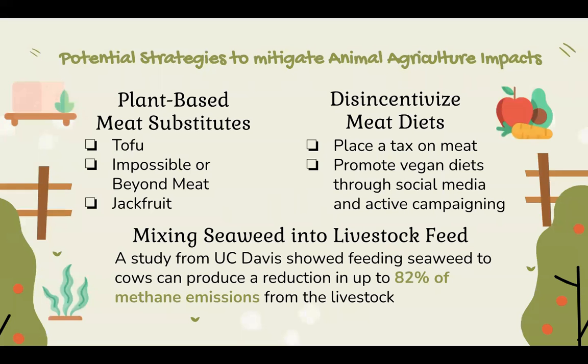We can also move on to disincentivizing meat diets. For example, we can place a tax on meats, or we can promote vegan diets through social media and active campaigning. Also, some research, from a study from the University of California at Davis, has shown that mixing seaweed into livestock feed can produce a reduction of up to 82% of methane emissions in cows. Since cows tend to have the most methane emissions out of all the different livestock, this is a huge impact that we can use.